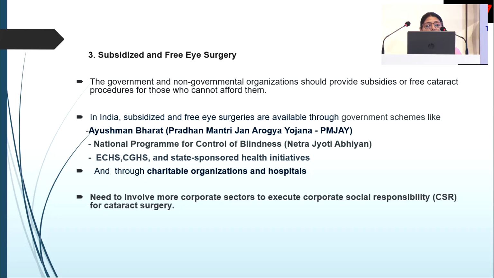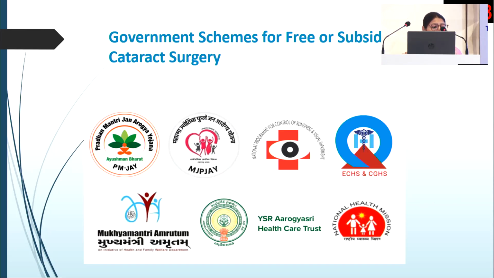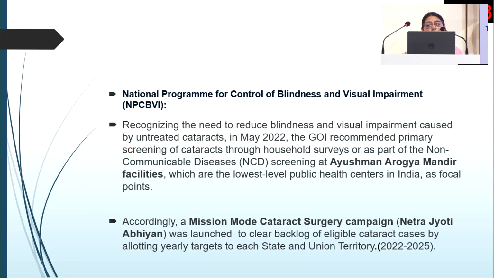Third is to provide subsidized and free eye surgery. India is already doing this. So in India, free eye surgeries are available through government schemes like Ayushman Bharat, Pradhan Mantri Jan Arogya Yojana, National Program for Control of Blindness under Netra Jyoti Abhiyan, ECHS, CGHS and state-sponsored health initiatives, and through charitable organizations and hospitals. There is need to involve more corporate sectors to execute corporate social responsibility for cataract surgery. These are some government and some state level schemes which are providing free surgeries.